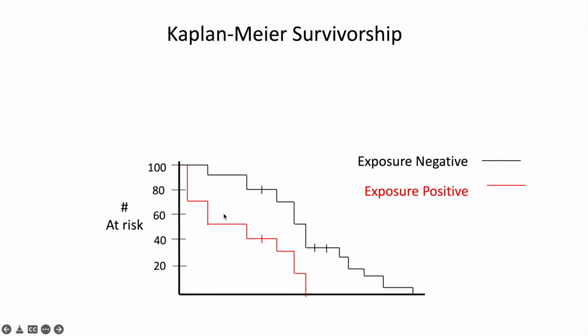Kaplan-Meier is also able to plot separate lines for those that are in the exposure negative and exposure positive group. So we're able to have a bivariate analysis here for our survival time, and we're able to use methods to figure out whether these lines are significantly different, and that's something I'll cover in my Kaplan-Meier video.